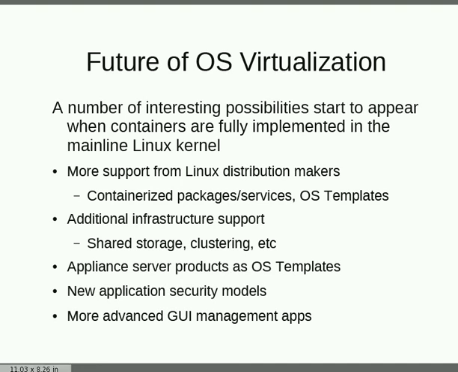I already mentioned the appliance server product concept about having various applications pre-installed in the OS templates. This could lead to new security application models. Now that you can put things into a container, maybe server applications that are provided by a distro could be packaged in such a way that you can put them into a container easily. Just, I want a DNS service container. Boom! I don't have to have the entire distribution, just enough to support that. That would be awesome. And then, of course, we'd love to see more advanced GUI management applications for containers.